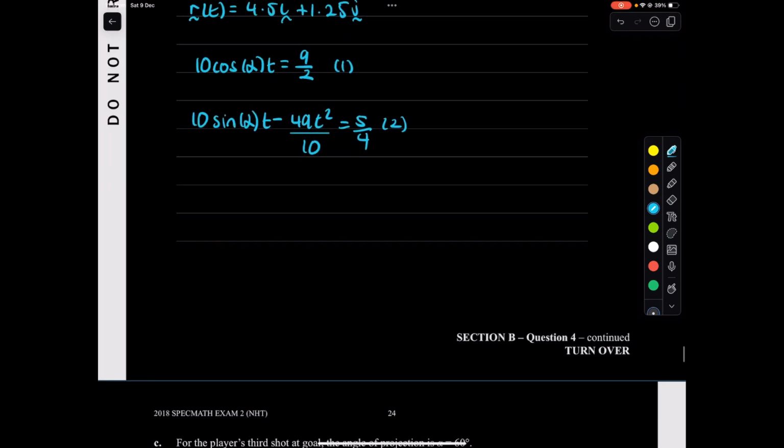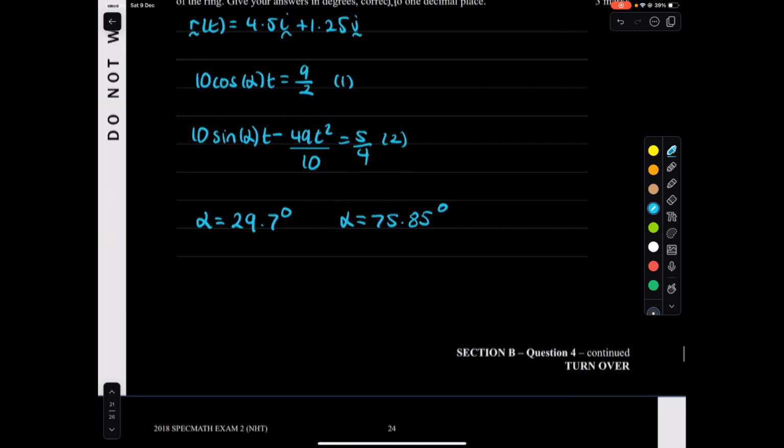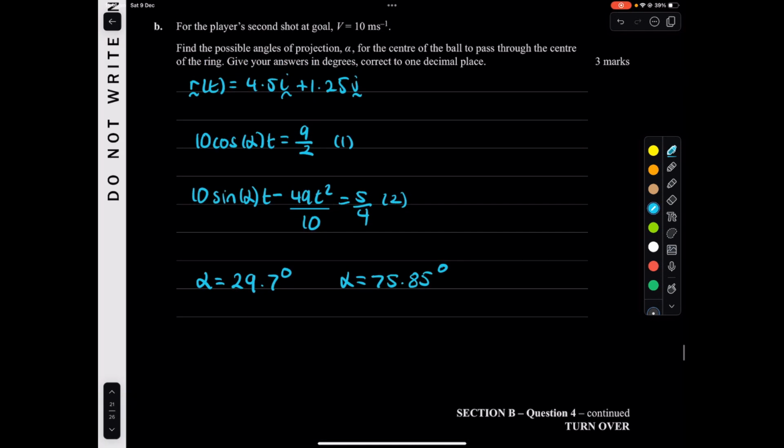And we solve those to get the angles. Your first angle, to 1 decimal place, is 21.7 degrees, and your second alpha is 75.8 degrees. Okay, so that's pretty much it. Do we miss anything? No, I don't think we need those times, so those are the only two values. Great.